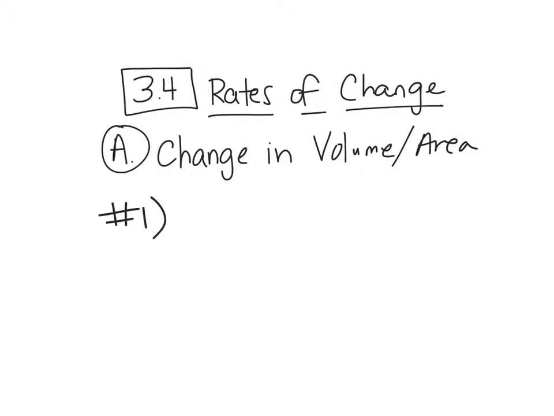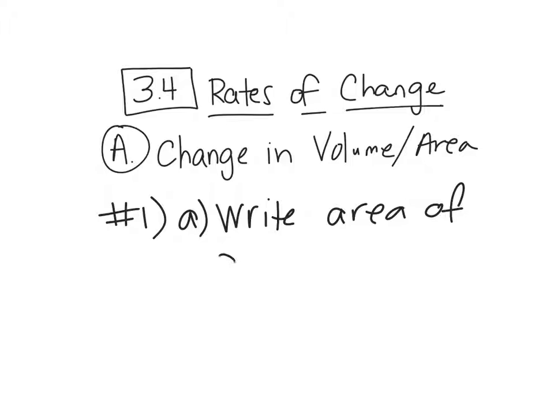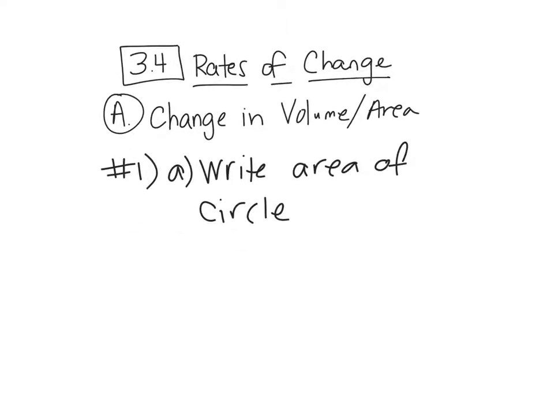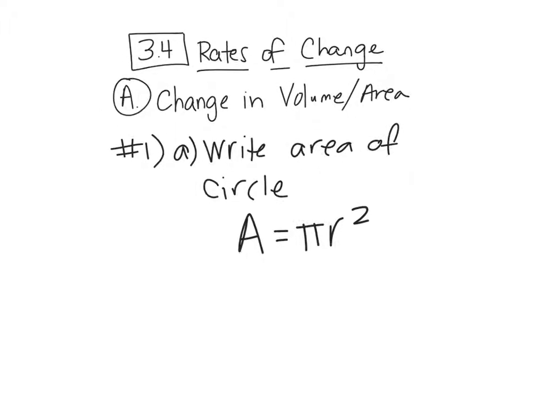So here we go. Number 1. Now remember, when you're finding the instantaneous rate of change, you want to take the derivative. The derivative is just awesome for that. So we're going to do a couple things here. We're first going to write the area of a circle. Hopefully by now you know what the area of a circle is. Area equals pi r squared. Perfect. So far we're doing great.